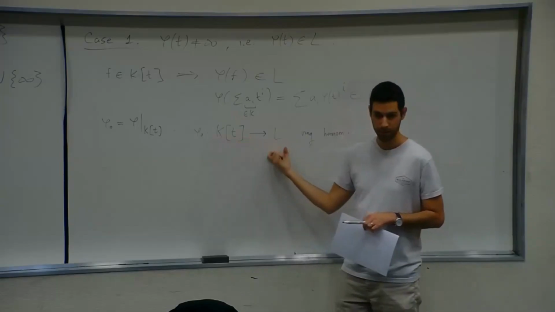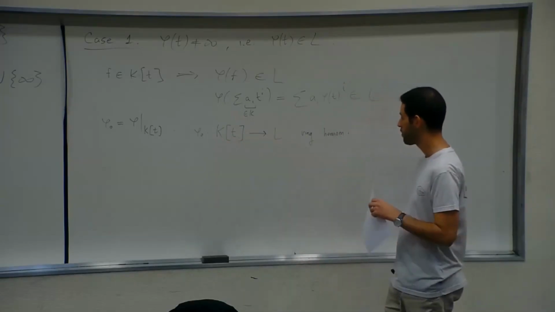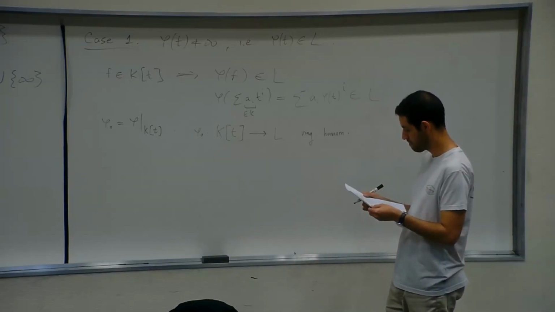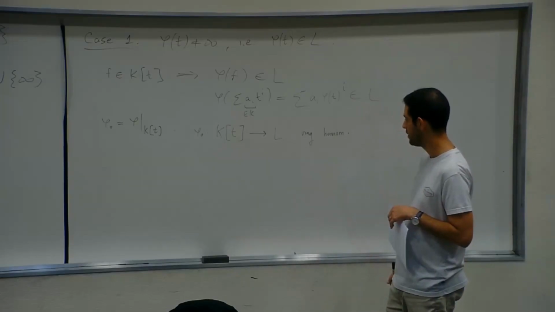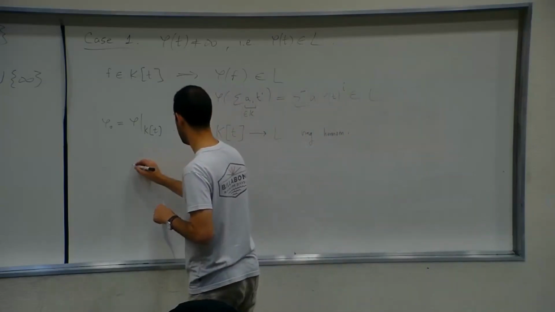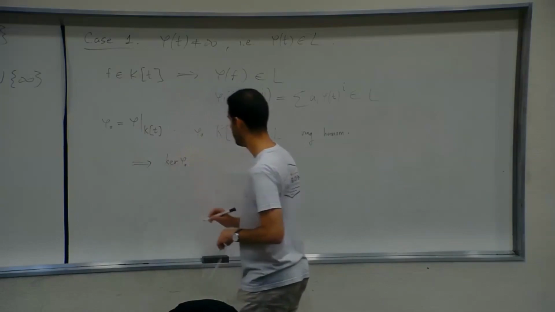Right, the values of all the polynomials are in M. Okay, and now what can we say about the polynomials that map to zero? So what is the kernel of this?